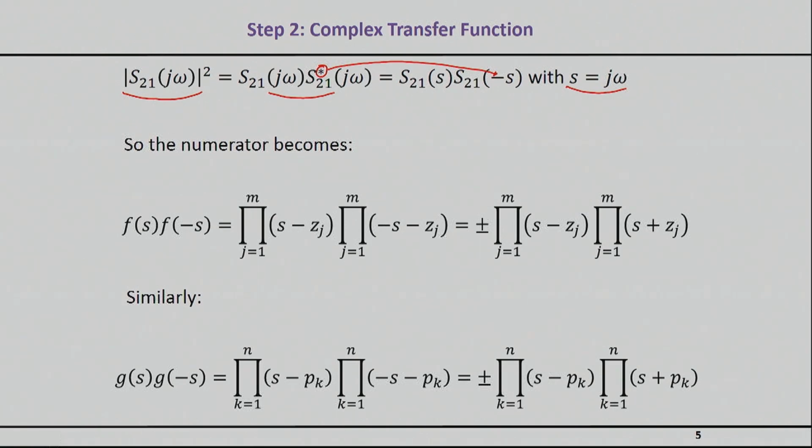So if that's the case, then your numerator, which is written here, basically will be a multiplication of the original f with the f of negative s. And similarly, you will have a very similar expression for the denominator. So this is just math showing how the expressions become once j omega is replaced by s.